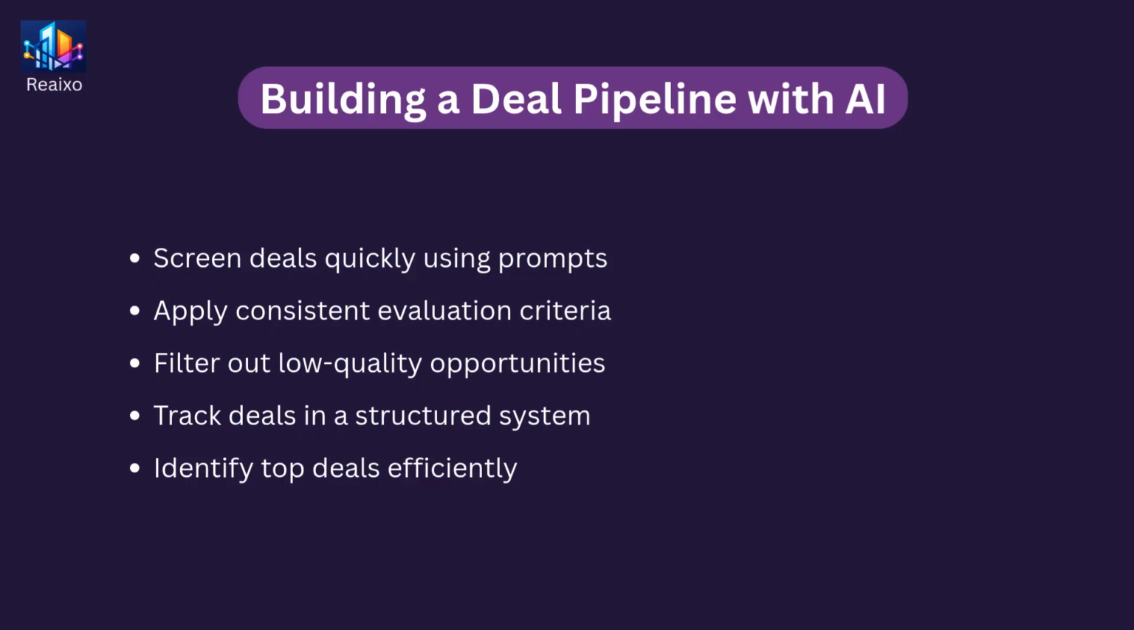Building a deal pipeline with AI. Successful investors review many deals before choosing the right one. AI makes this process efficient by enabling quick screening of properties using standardized prompts. Investors can filter deals in minutes, focusing only on those that meet key criteria. By tracking these deals in a structured system and using AI to summarize and rank them, investors can consistently identify top opportunities without wasting time on weak prospects.